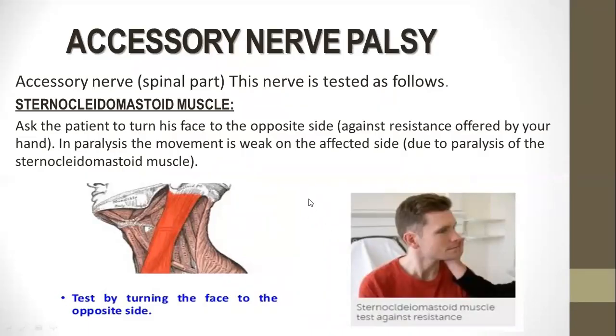Now the accessory nerve, clinical applied. The accessory nerve is tested, mostly its spinal part, as follows. First of all, the sternocleidomastoid muscle, how do we test it? Ask the patient to turn his face against resistance, which is offered by your hand. In paralysis, the movement is weak on the affected side due to paralysis of the sternocleidomastoid muscle.